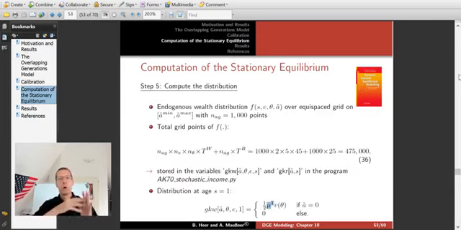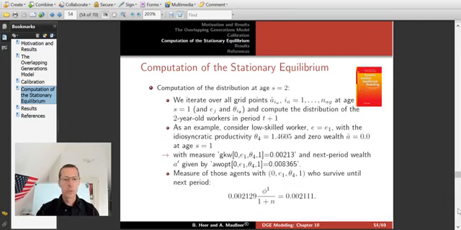Okay, and we can do this for all the other grid points at age 1. All other grid points where A is larger than 0 are equal to 0. And for the other productivities, we simply have to compute the share of the agents with productivity theta to compute the measure at these grid points. Okay, that's how we started. Now we have the distribution at age 1. Next, we want to compute the distribution at age 2.